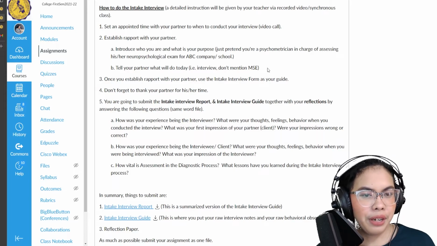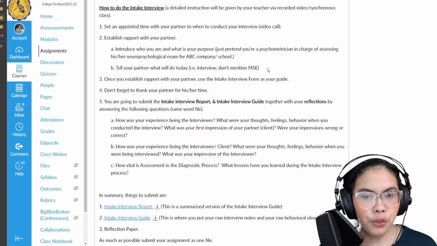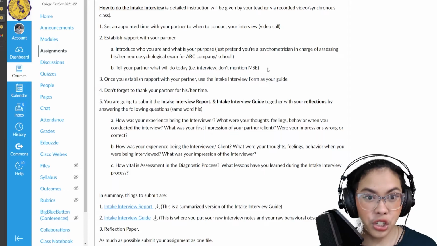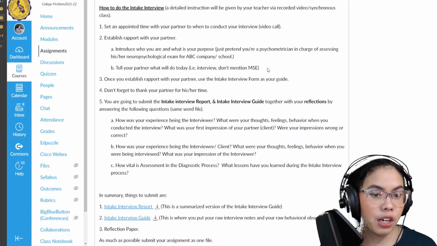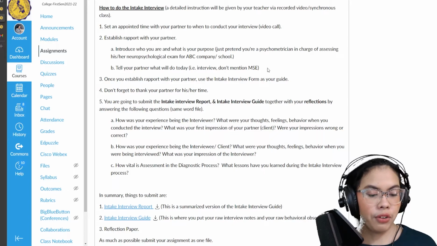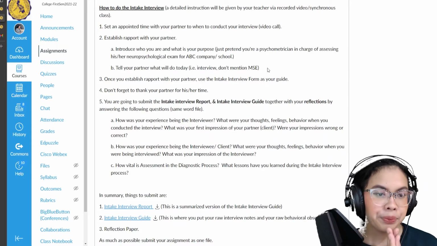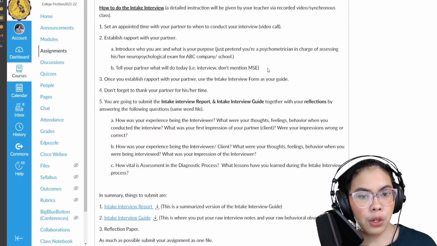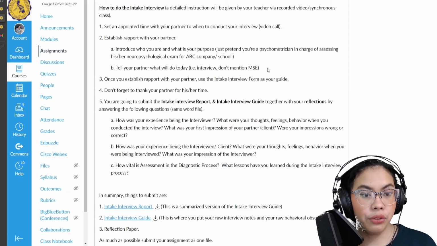Okay? After you have established your rapport, use the intake interview form. Ipakita ko na siya later as your guide. Kumbaga, yung guide questions, yun na siya. Pwede nyo na masulat ang mga raw information nga nakuha from your client. Ang isubmit nyo sa akon is the intake interview report and the intake interview guide or form together with your reflections answering the following questions. Sa isa lang ka Word file ang intake interview form kag intake interview report.